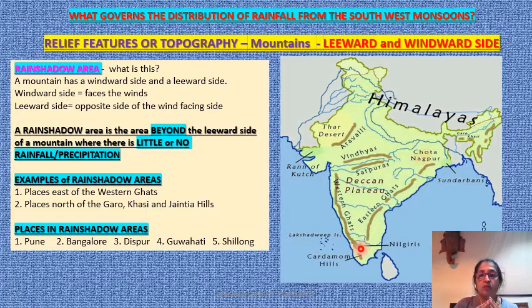They are very important because they obstruct the path of the monsoon winds, of the monsoon clouds, and precipitation happens on their windward side. The side of the winds, this is the windward side of the Western Ghats. The windward side gets the rain. The leeward side, the other side, lies in the rain shadow area, and it gets very, very less rain or no rainfall at all. It's called scanty rainfall. So what governs the distribution of rainfall from the southwest monsoons, or for that matter any monsoon winds? Relief features or topography.